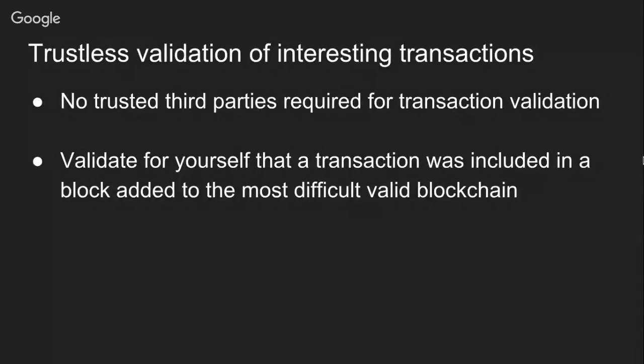So with your own full node, you can validate for yourself that a transaction was included in a block that was added to the most difficult valid blockchain. So your full node is checking the proof of work on all of the blocks, and it's also checking the validity of all of the transactions and other data that's included in the block as well.